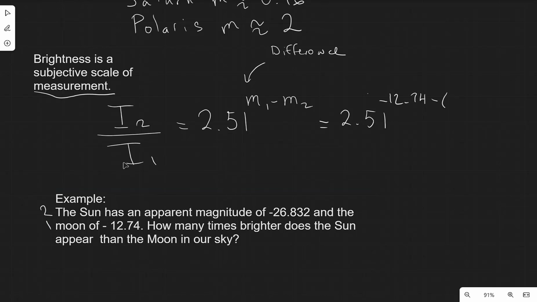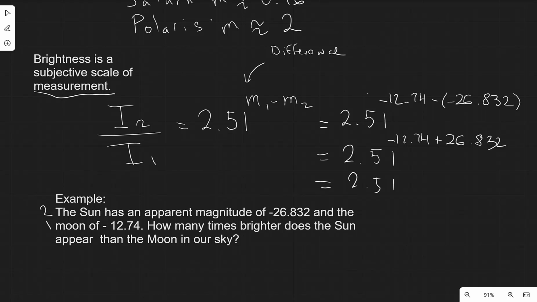So that'll be -26.832, which is equal to 2.51 raised to the power of -12.74 plus 26.832, which is equal to 2.51 raised to the power of plus 14.09, and this will be a very large number.